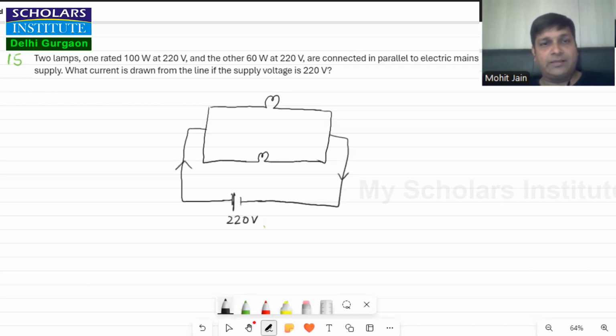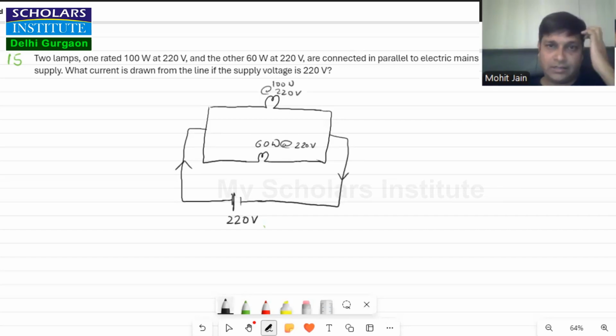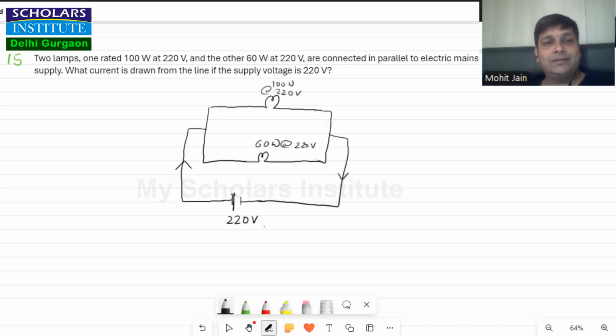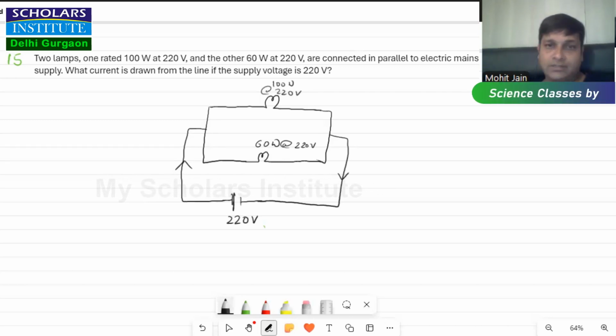So one of the bulbs is 100 watt at the rate 220 volts. The other is 60 watt at the rate 220 volts. And what we have to find is the current drawn by these two when they are connected to a 220 volt power supply voltage.